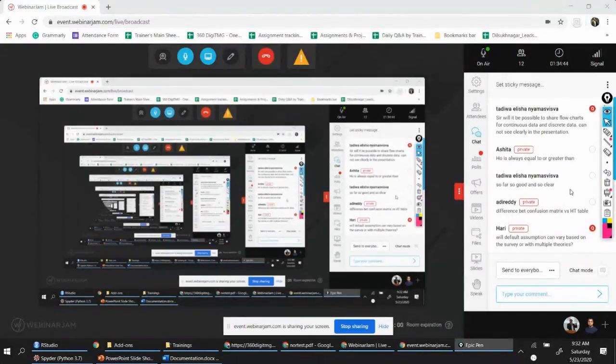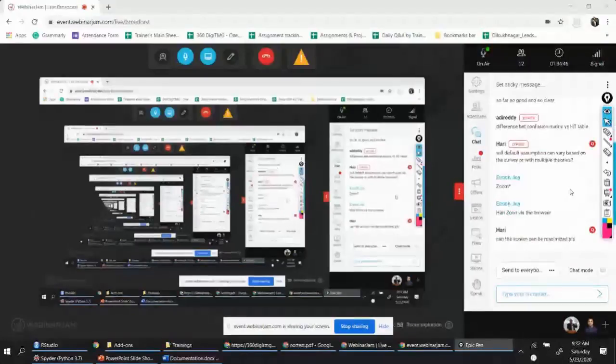Difference between confusion matrix versus hypothesis table. They are interpreted along similar lines, Adirathi. They are similar, though the interpretations are completely different, but the conditions, the 2 by 2 conditions, right? That's a 2 by 2 matrix. The conditions can be interpreted with similar examples.